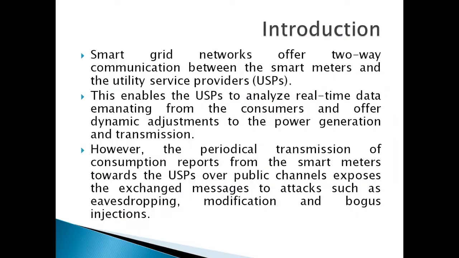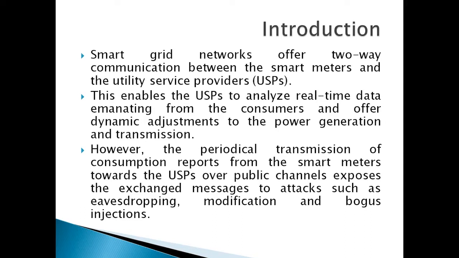The smart grid networks provide two-way communication between the smart meter and the utility service provider, which is basically the power generation companies. This two-way communication enables the USPs to analyze the real data coming from the consumers and also provide dynamic adjustments to the power generation and transmission based on the received reports.